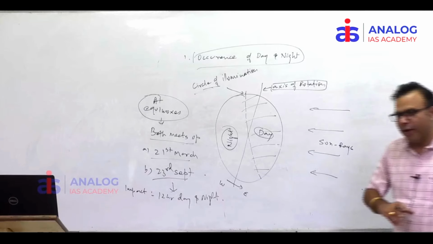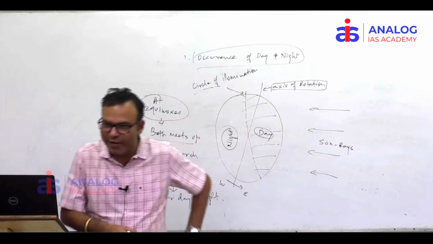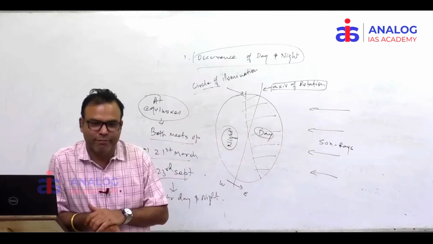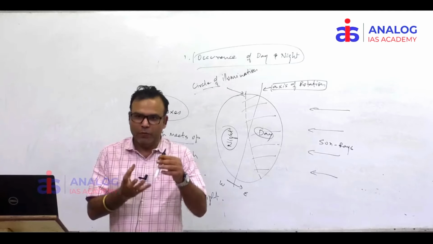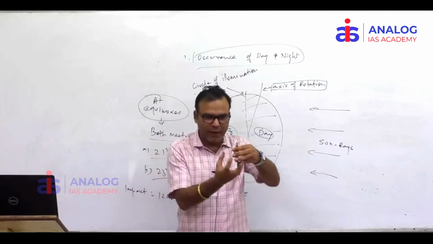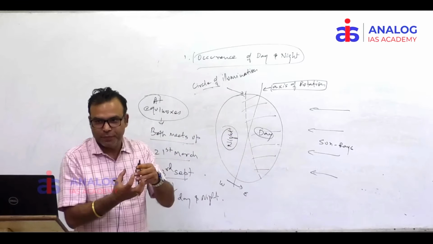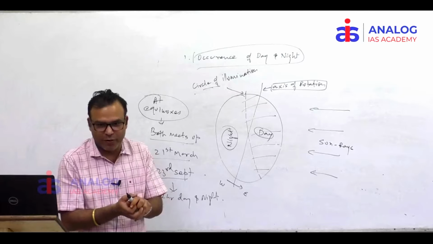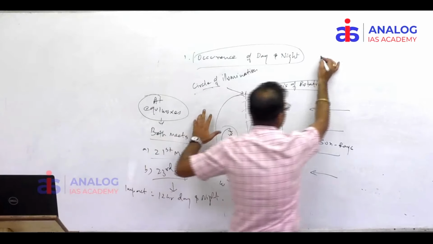On the rest of the days in a year, is the length of the day and night the same? No. You just try to understand. The day period and night period are not the same. That concept is season. That concept is called what? Just note one thing. Occurrence of day and night is up to here only.